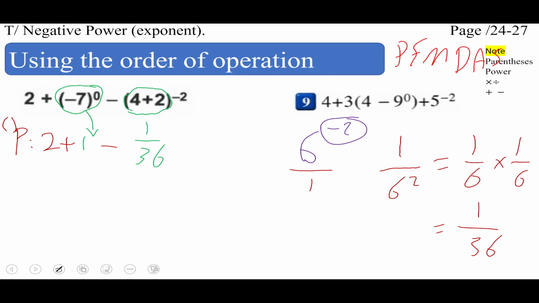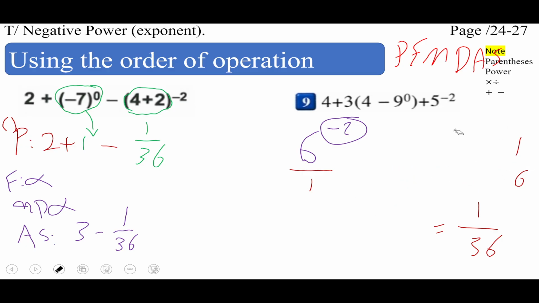Now in this, there is no exponent. Multiplication and division, there is none, so skip it. Addition and subtraction in here. There is addition in order from left to right: 2 plus 1 is going to be 3, minus 1 out of 36. We can solve this one. So 3 minus 1 out of 36.